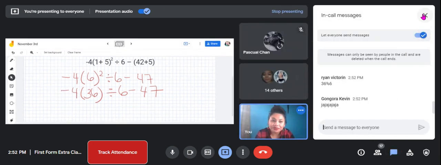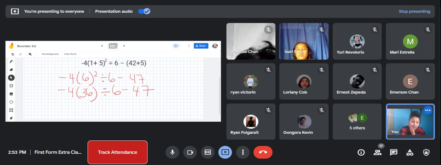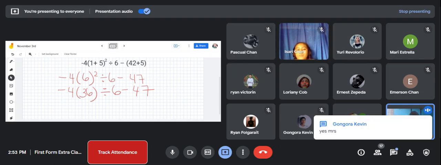Kendrick is correct. We are going to be doing the multiplication. Now, these are things that we should already know. When I see a number stuck to a bracket, it's multiplication. So if I am reading from left and I'm reading the problem, the first thing that I see there is multiplication. So that is the first thing that I have to do. So how much is negative 4 times 36?